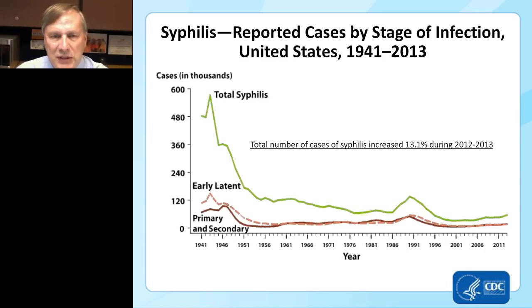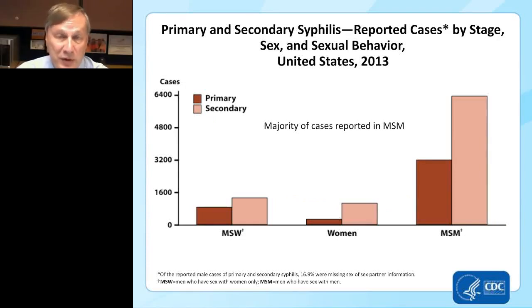And we see the numbers continue to go down until about the early 90s. We see a little blip, and then the cases started going down again. But when we look at about 2001, we see the cases starting to go up a bit. So the total number of cases increased 13.1% in 2012 and 2013. Now, real good news. In the next slide, if we look at the primary and secondary cases of syphilis, the reported cases by stage, sex, and sexual behavior, we see that MSM account for a majority of the cases. They actually account for 75% of the cases in 2013.